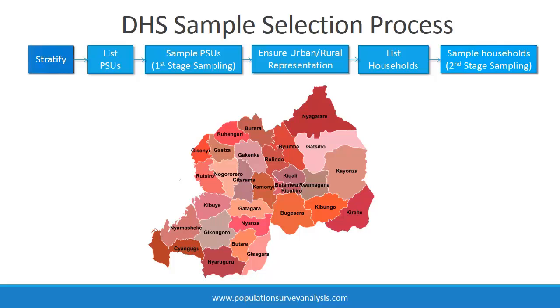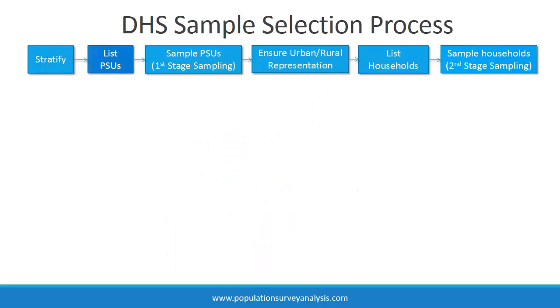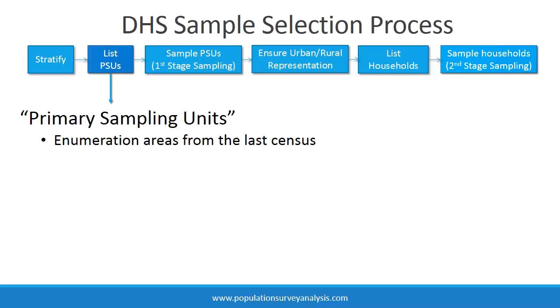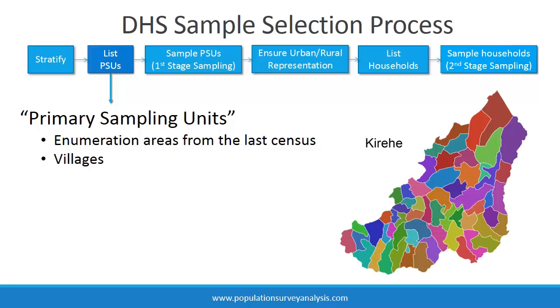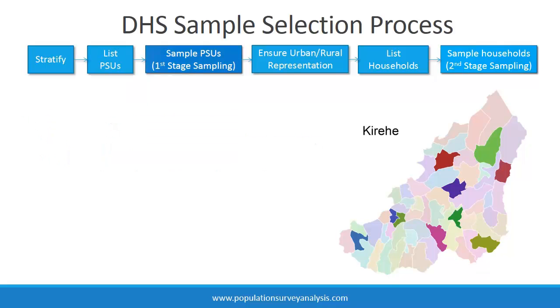This means that the sample was stratified by district, or, in other words, an independent sample of households was drawn in each of the 30 districts. Within each district, all primary sampling units, or PSUs, are listed with their population size. Typically, PSUs are the enumeration areas of the last census. In the 2010 Rwanda DHS, villages were used as the PSUs, since the previous census was out of date at that time. Then a sample of PSUs are selected with probability proportionate to population size.